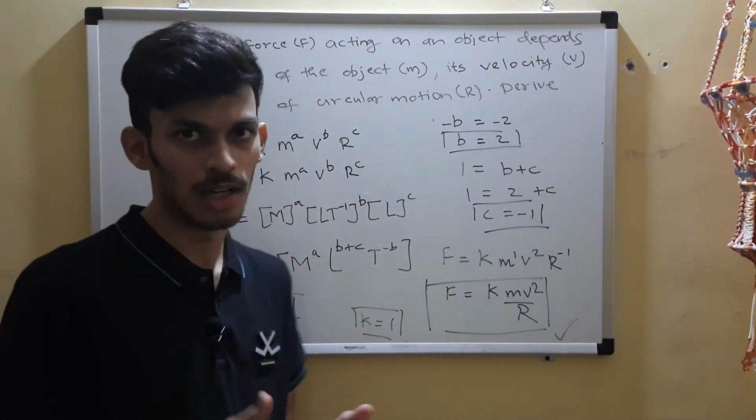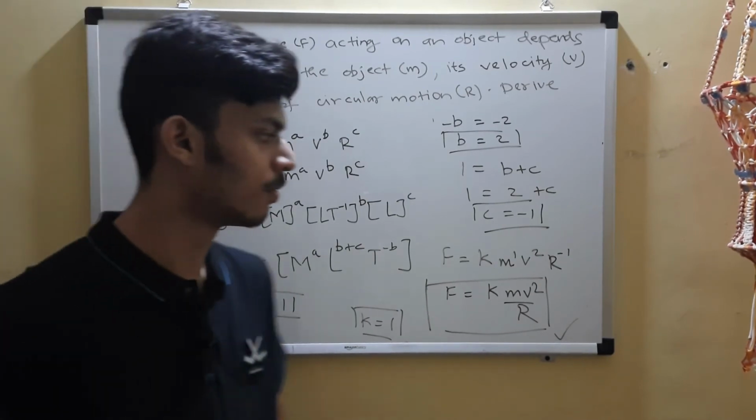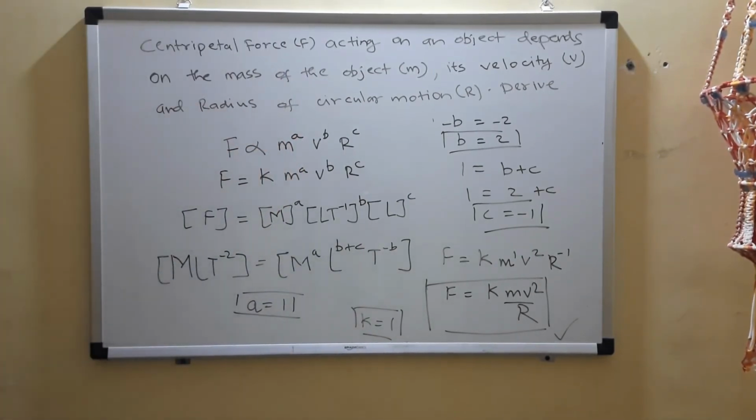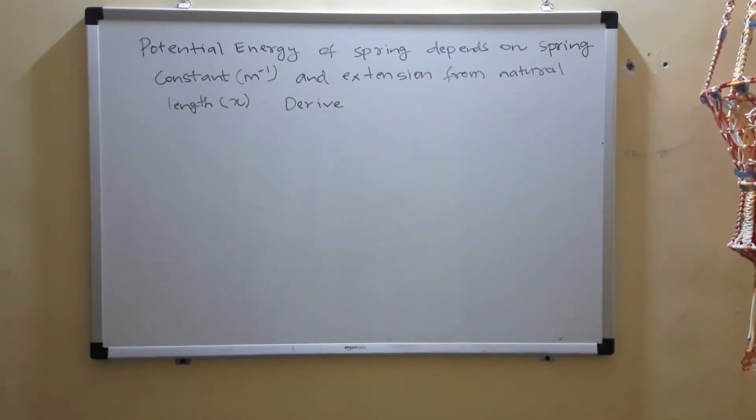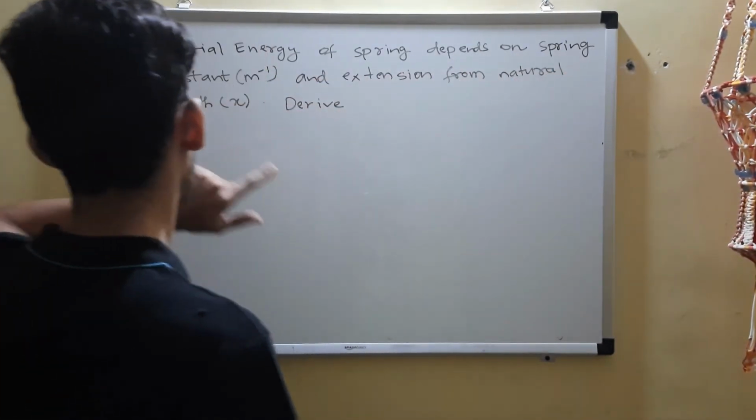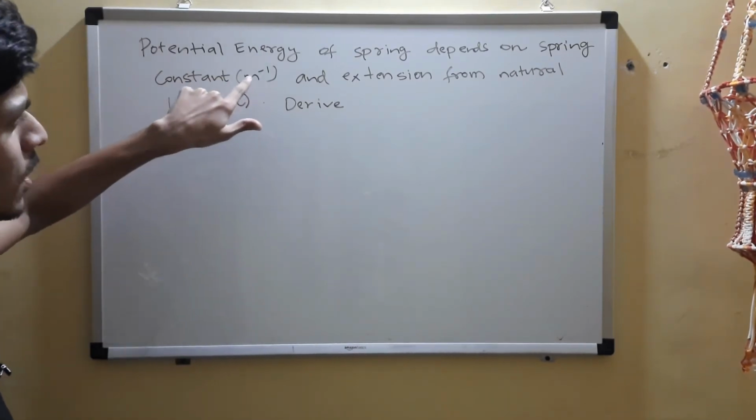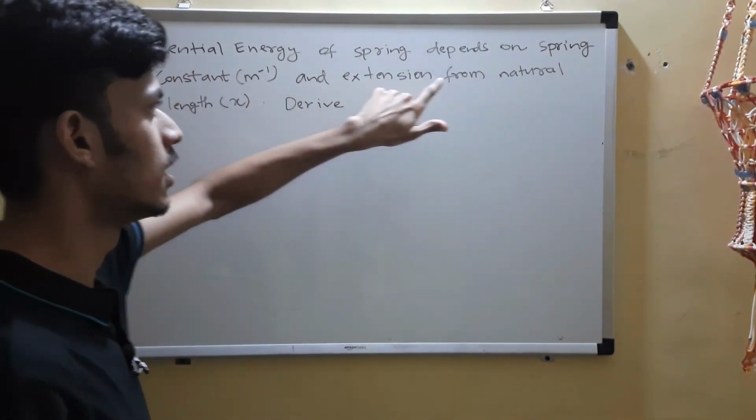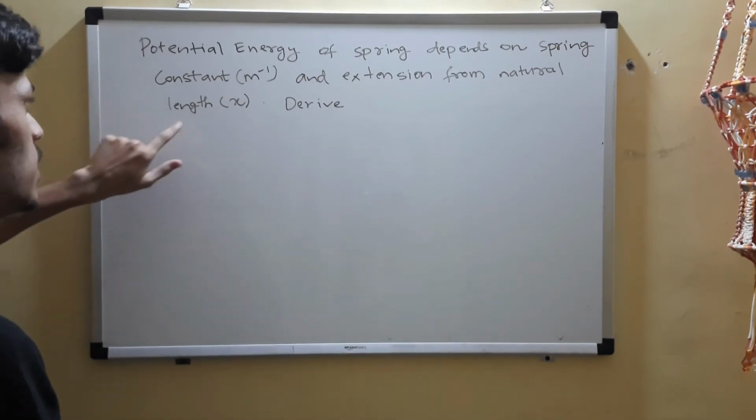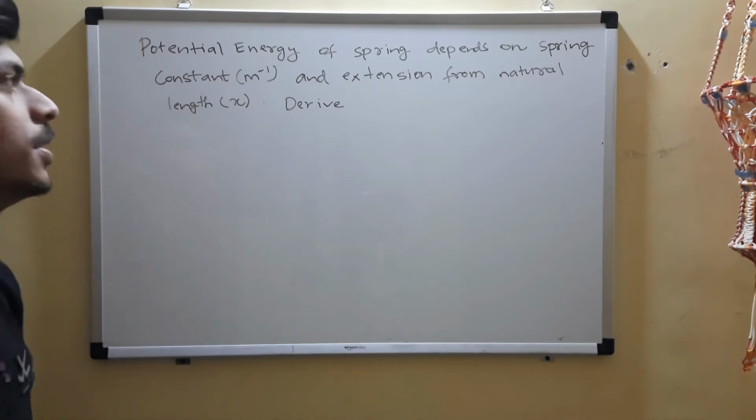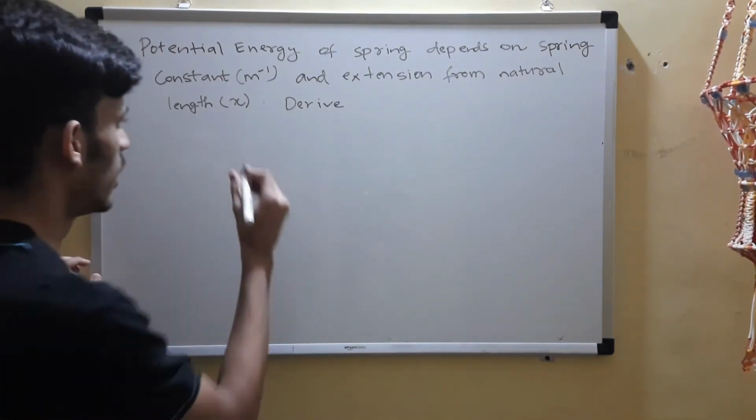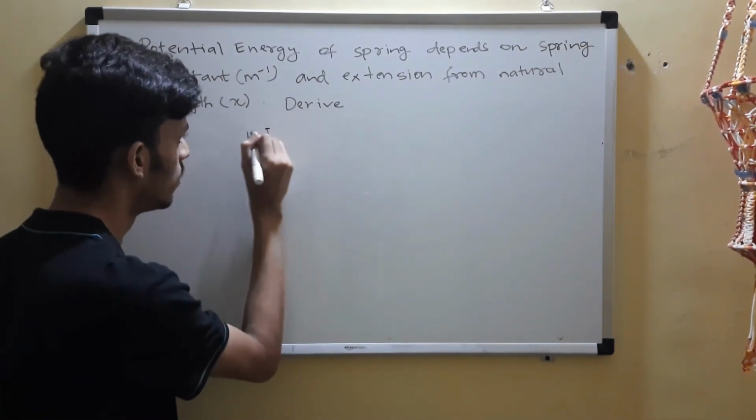There is one more type of this sort, but I'll give you a homework before it. So the homework question is on the board. It says the potential energy of a spring depends on the spring constant, which has a unit of meter raised to minus 1, and the extension of the spring from its natural length. So extension is basically length, so it has the same dimensions as that of length. I'll write the proportionality equation. You have to do it as homework.